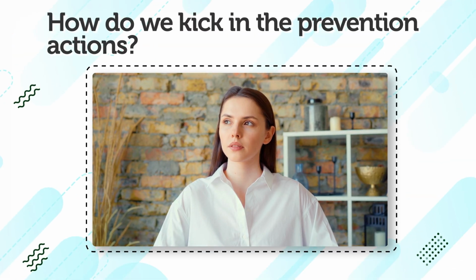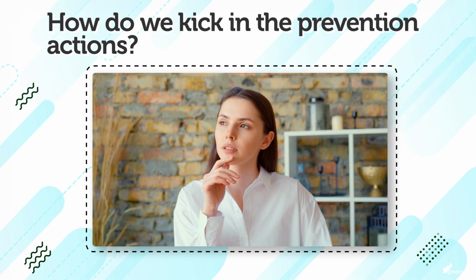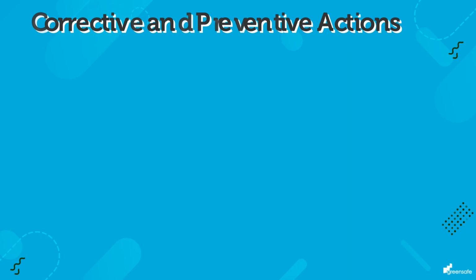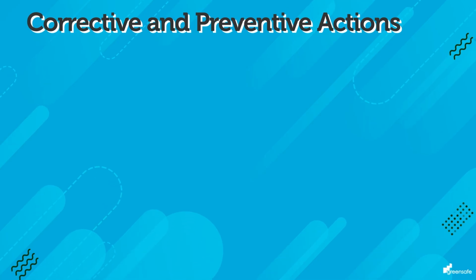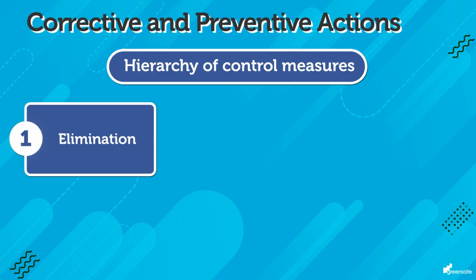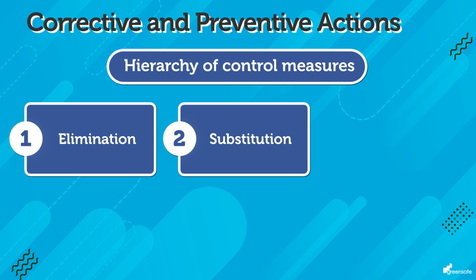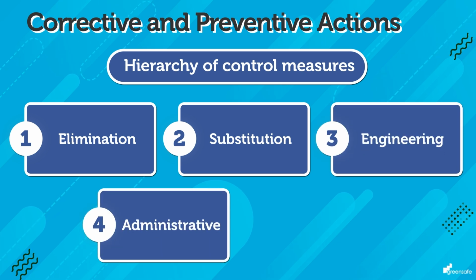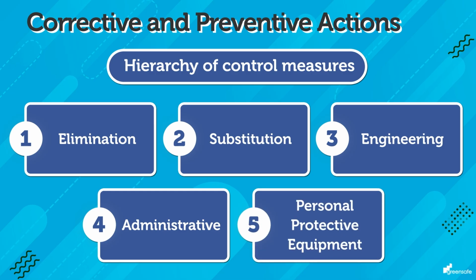Now that we got to the root cause, how do we kick in the prevention actions? This is the last component of our course: corrective and preventive measures. The hierarchy of control is a sequence of options which offers you a number of ways to approach the hazard control process. This is a simple 5-part method and goes something like this. Eliminate the hazard, substitute the hazard, use engineering controls, use administrative controls, and use personal protective equipment.